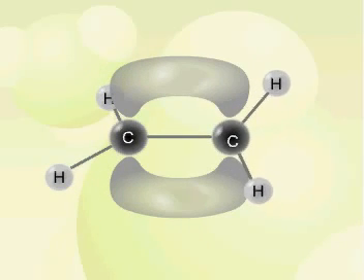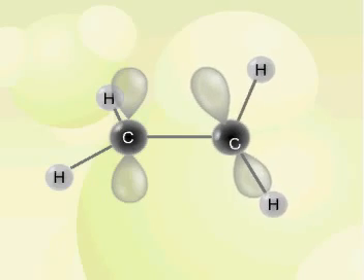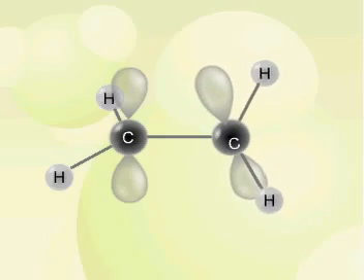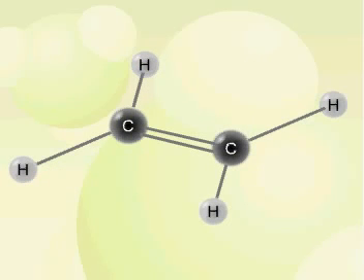If we tried to rotate one CH2 group about the other along the axis of the carbon-carbon bond, one of the p orbitals would also rotate. As a result, the p orbitals of both carbon atoms would not remain parallel to each other. Rotation would require the breaking of the pi bond.